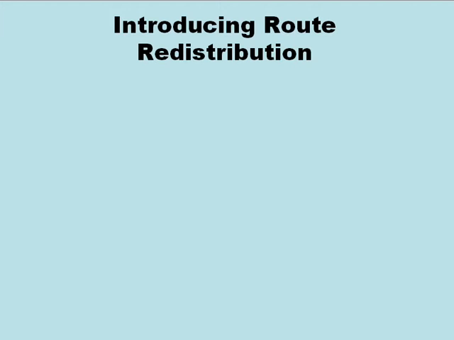In this lab, we're going to discuss redistributing routes from one routing protocol into another routing protocol. In fact, we're going to do something called mutual redistribution, where we redistribute routes between EIGRP and OSPF mutually between one another. First of all, let's make sure we understand the need for route redistribution.